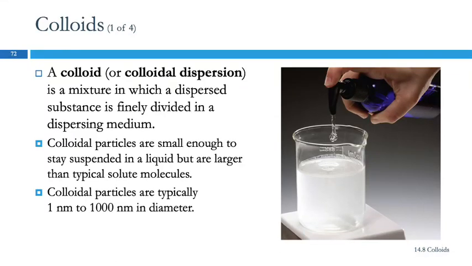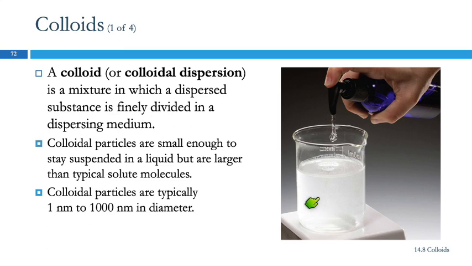A colloid, or a colloidal dispersion, is different than a solution. Here, this is a mixture, but we have a substance that's dispersed into a dispersing medium. So we don't have a solute and a solvent. What's different is that the particles are larger than the particles in a solution. These particles are still small enough to stay suspended in the liquid, but they're larger than normal solvent particles.